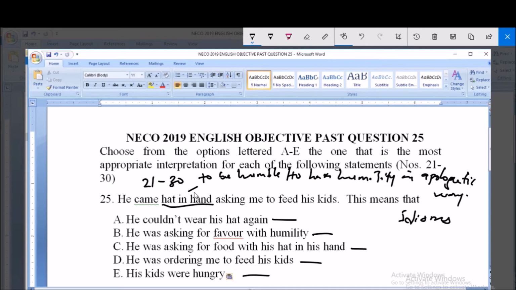So by the explanation of hat in hand, the correct option here is option B. He was asking for favor with humility. Look at it here. He was asking for favor with humility. So option B is correct.